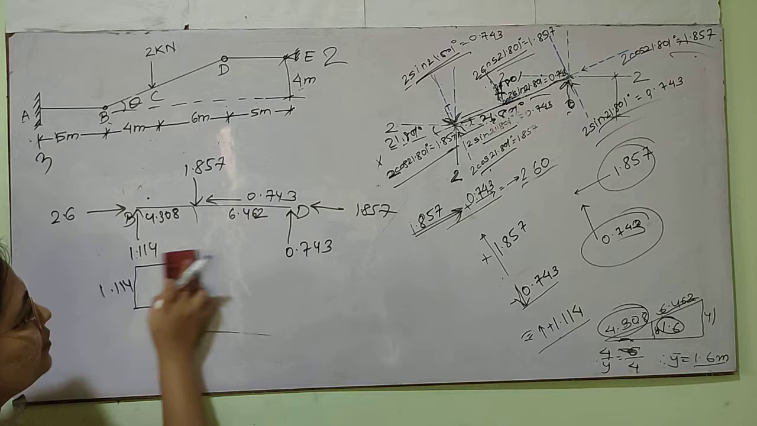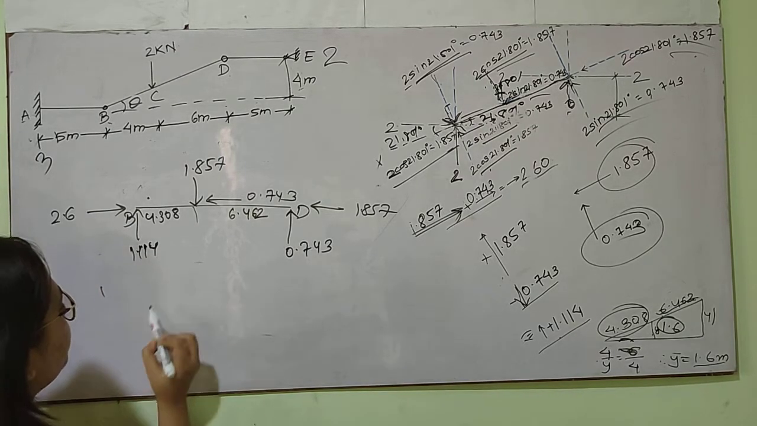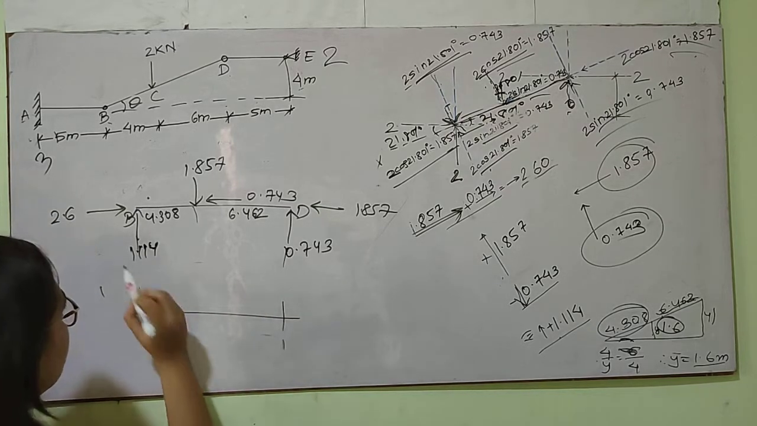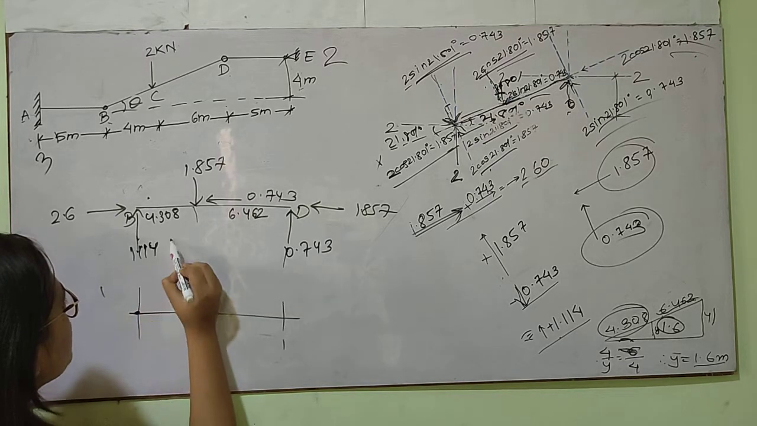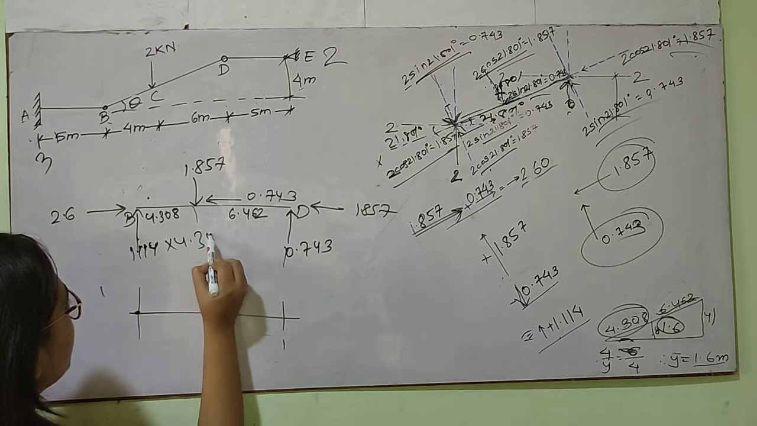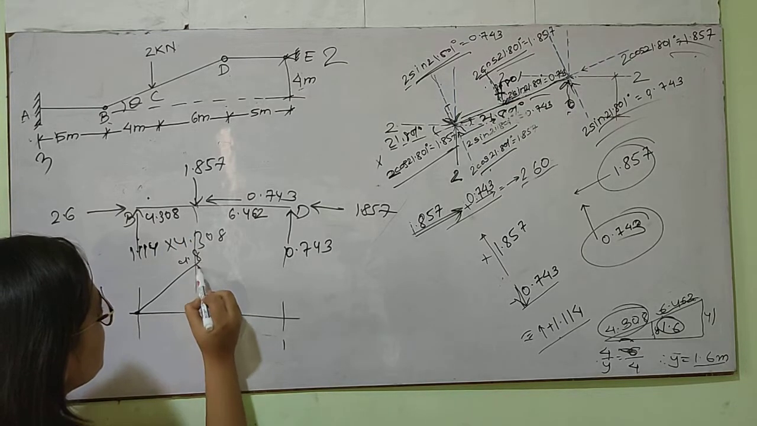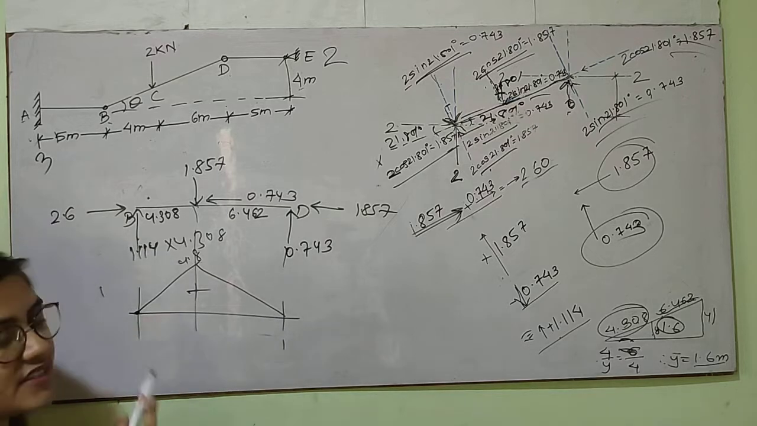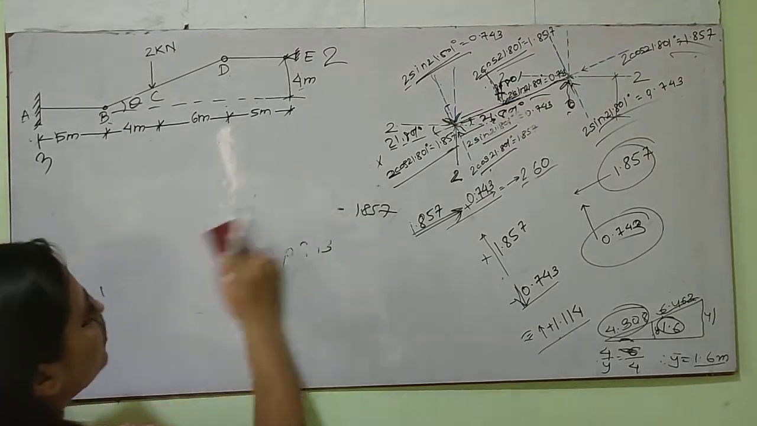Now I need to draw the bending moment diagram. So for this, the moment is clockwise, and so it will be positive. So 1.114 into 4.308 will do. So this will give us the value 4.8. So this will be positive. If we take from this end also, we'll get the same value of bending moment diagram.